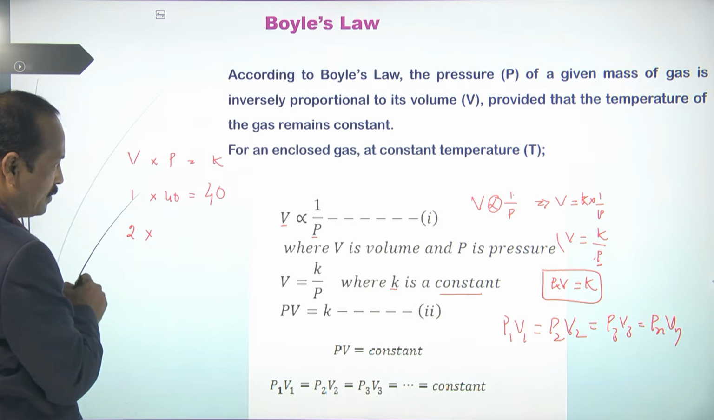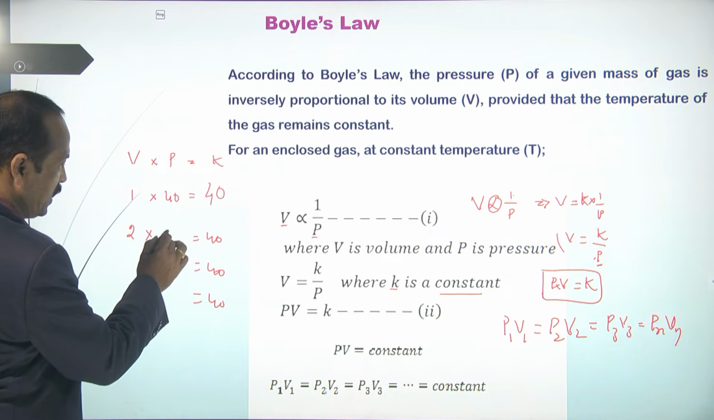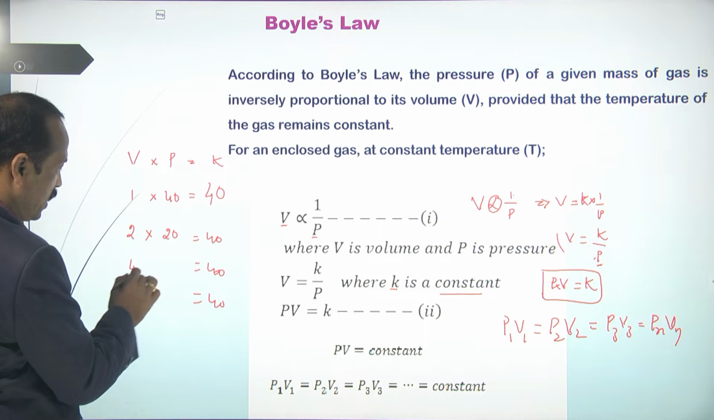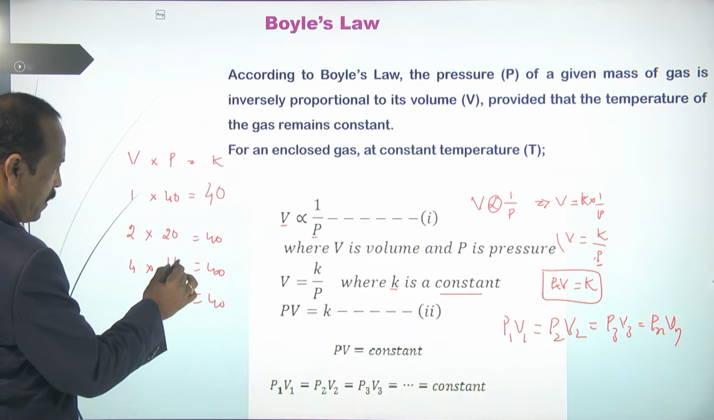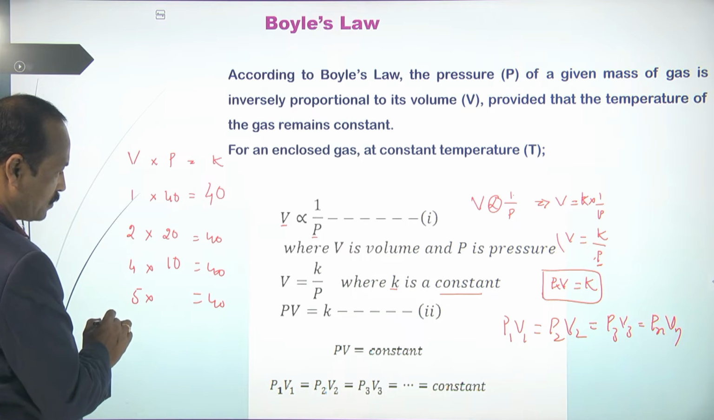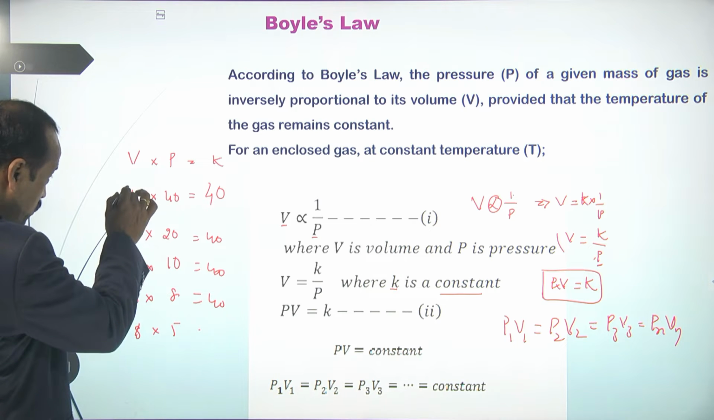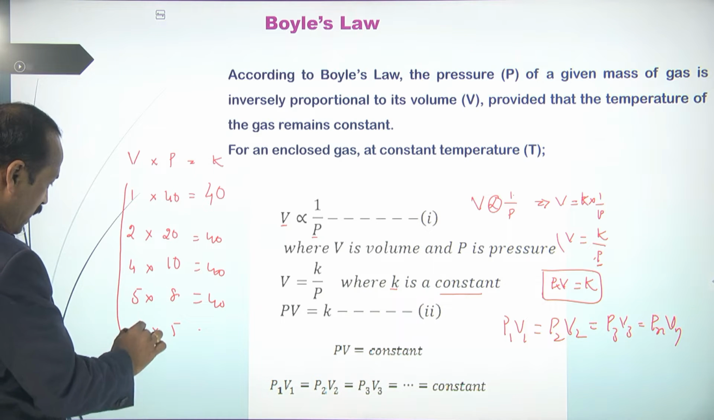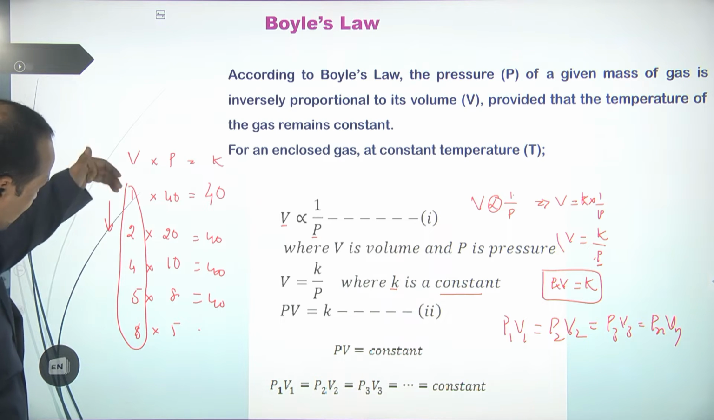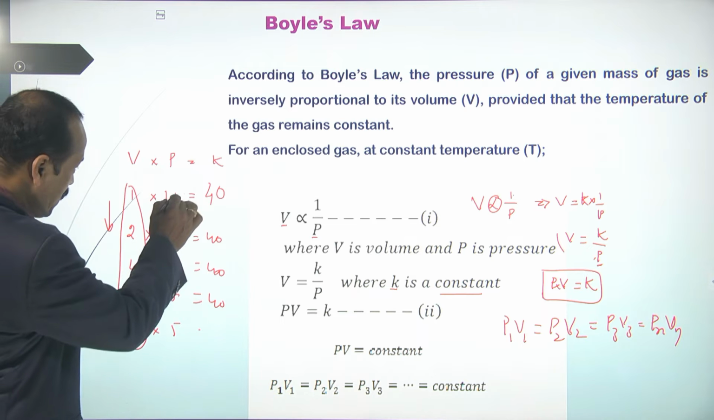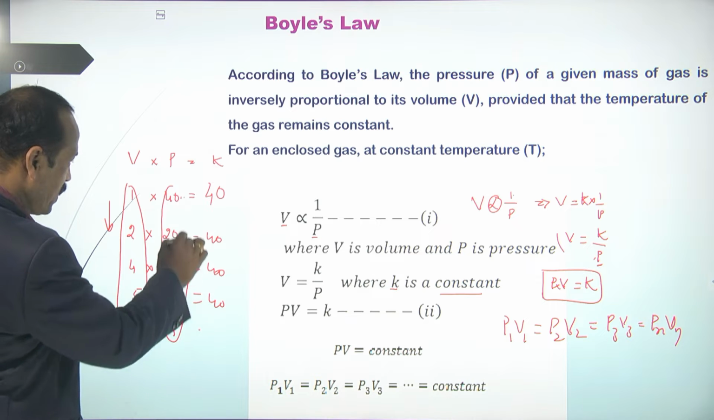This same constant remains. So now what can I write here? 20. If I write 4 here, what can I write here? 10. If I write 5 here, what can I write here? 8. So here, if you see, one quantity is increasing as we come from top to bottom: 1, 2, 4, 5, 8, it is increasing. Yes or no? And here what's happening? 40, 20, 10, 8, 5. Here it is decreasing. Is this clear to you?